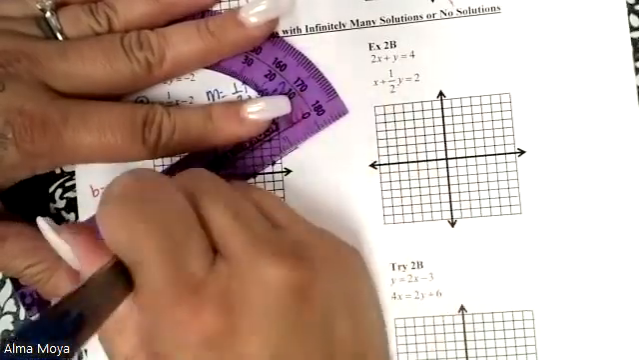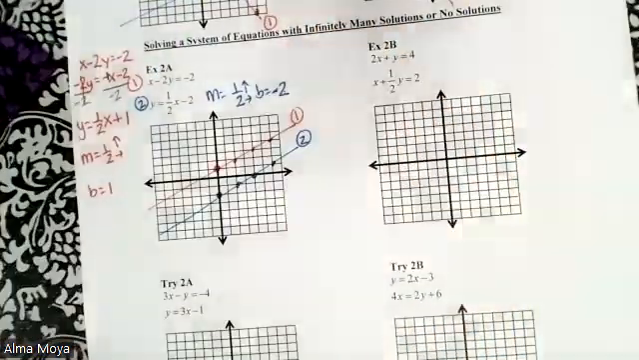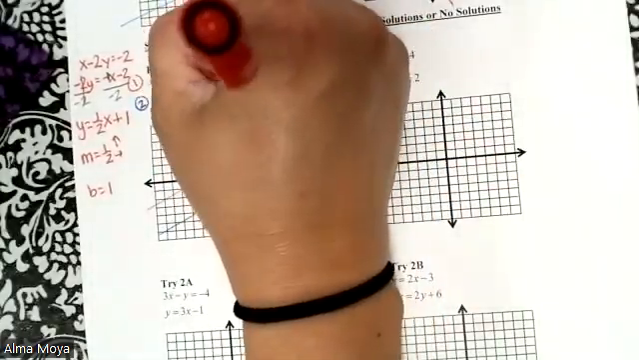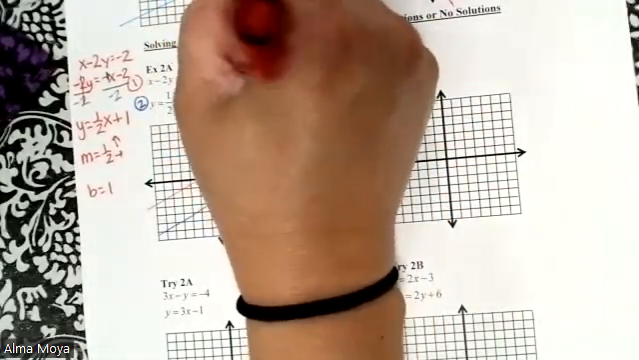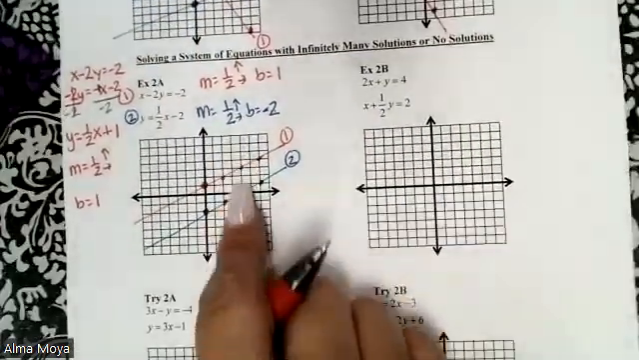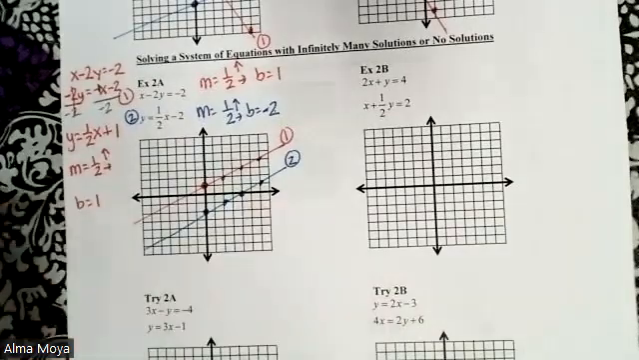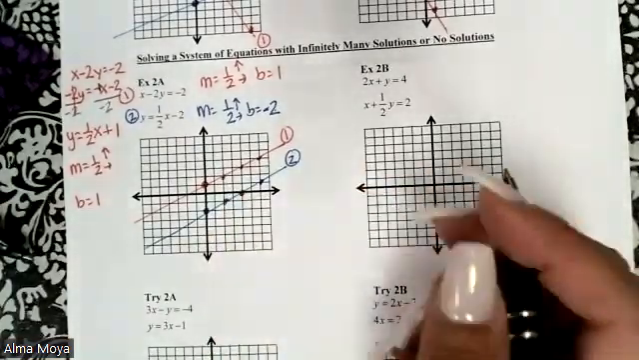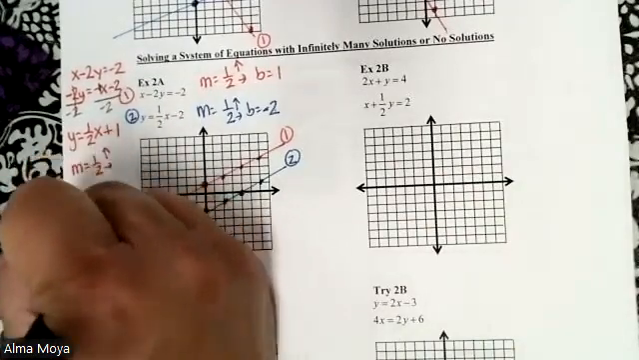And if you notice, your lines are parallel. Going back to equation 1, the m was 1 over 2 as well, up 1 over 2, but the b value is different. So these ones right here are parallel lines, which means they will never cross each other. This right here is no solution.